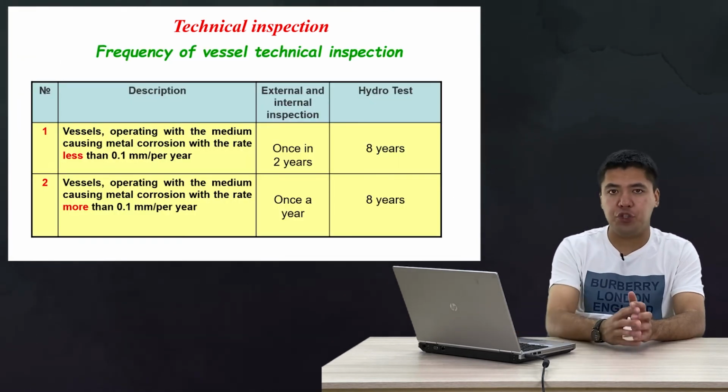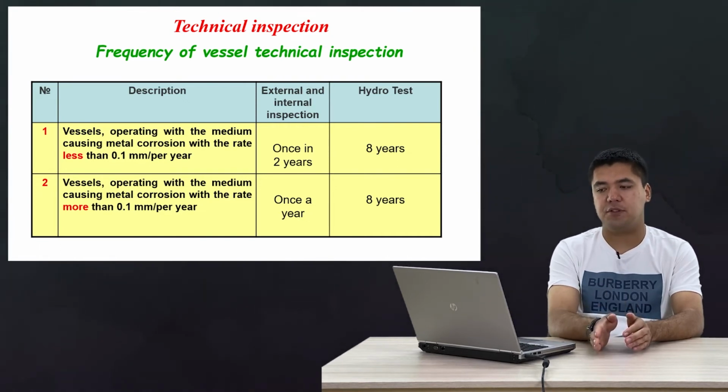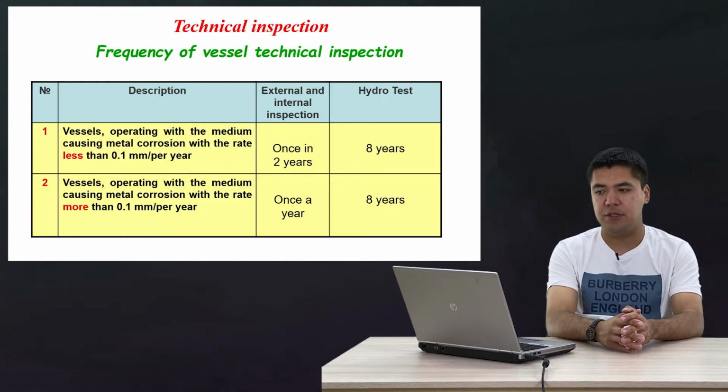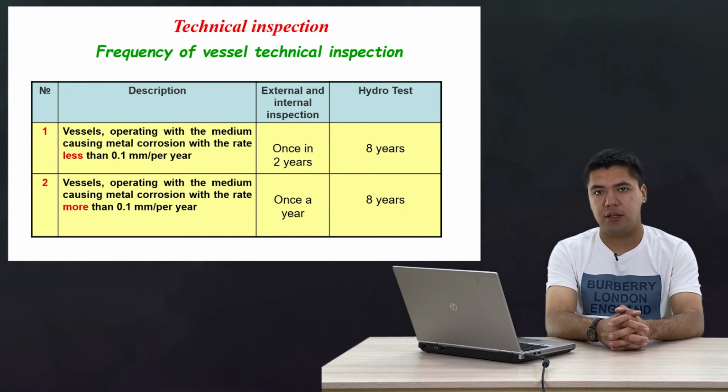And how often shall we provide technical inspections? Depending on the next criteria. For example, if your vessel is operating with a medium causing metal corrosion at a rate less than 0.1 millimeters per year, it means those devices shall be inspected every 2 years. Internally and externally, they shall be inspected every 2 years, and a hydrotest shall be provided every 8 years.